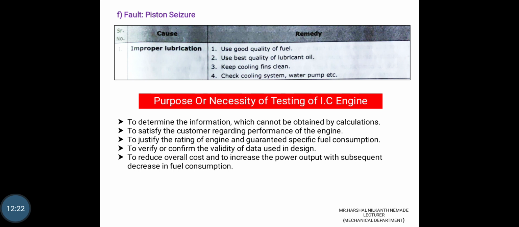Purpose or necessity of testing of IC engines: to determine information which cannot be obtained by calculation, to satisfy the customer regarding the performance of the engine, to justify the rating of the engine and calculate the specific fuel consumption, to verify or confirm the validity of data used in the design, to reduce the overall cost, and to increase the power output with a subsequent decrease in fuel consumption.